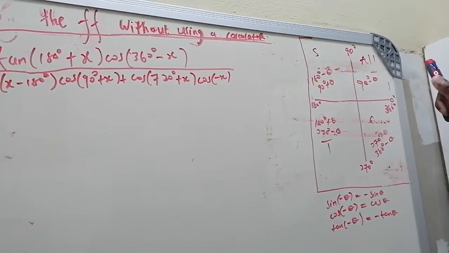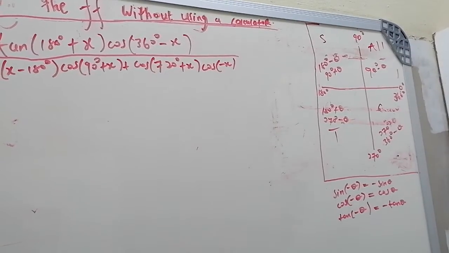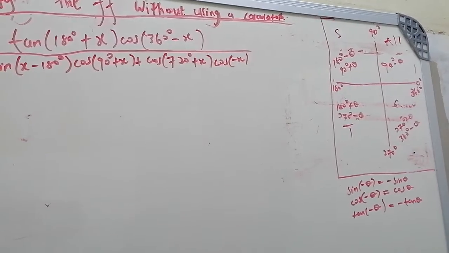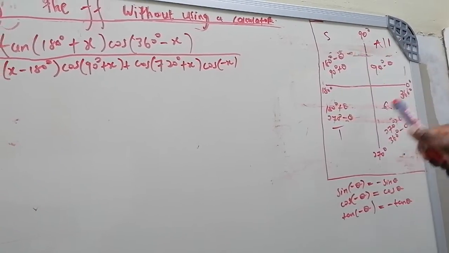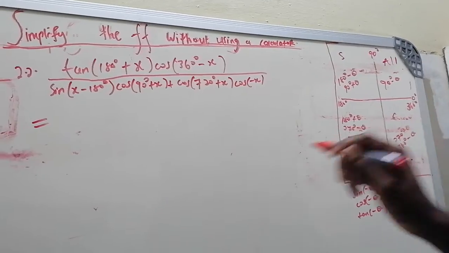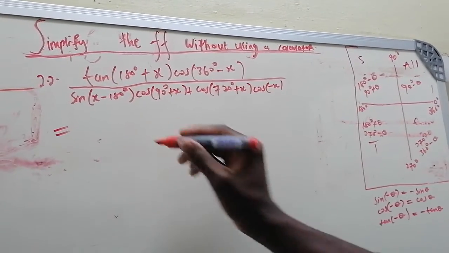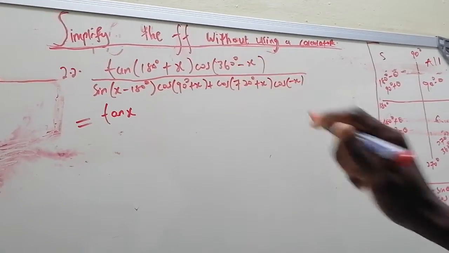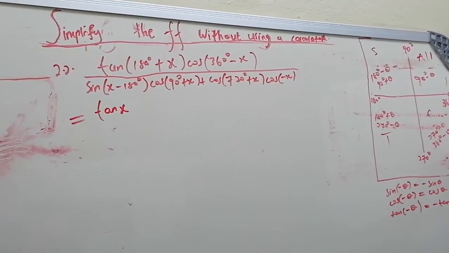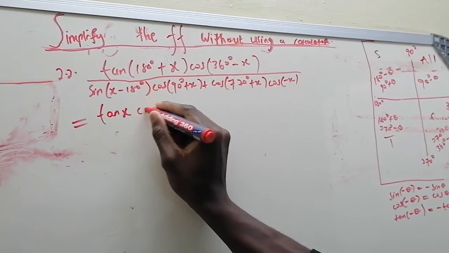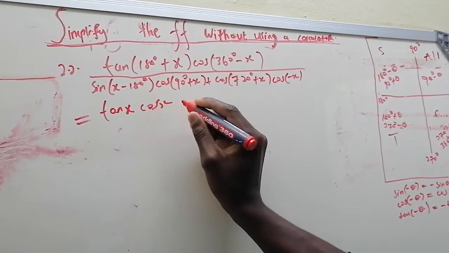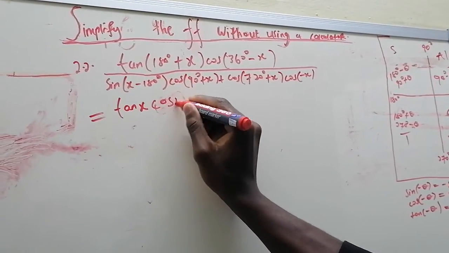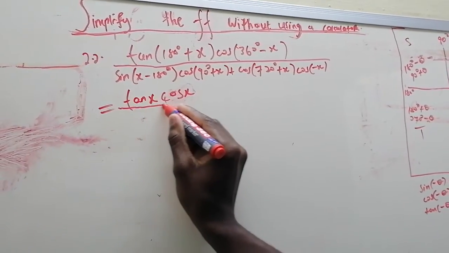Then you can follow, like all of them here in this first quadrant are positive. It's like all students take coffee. Therefore, since tan is in the third quadrant, it is positive. Then we have tan x. Then 360 degrees minus x is in the fourth quadrant. Therefore, we have positive cos x, positive cos x all over.